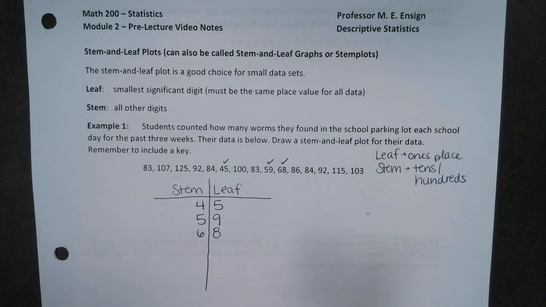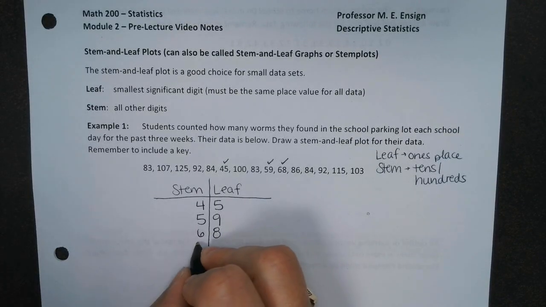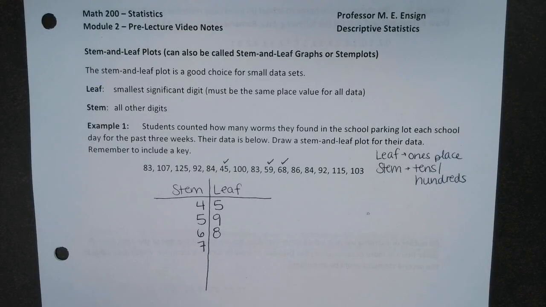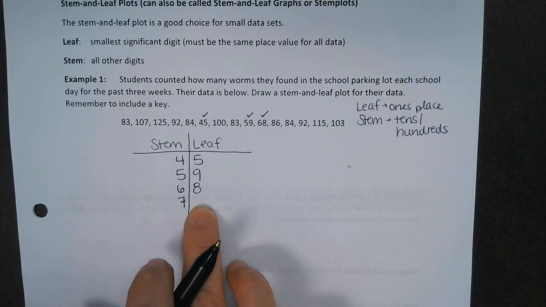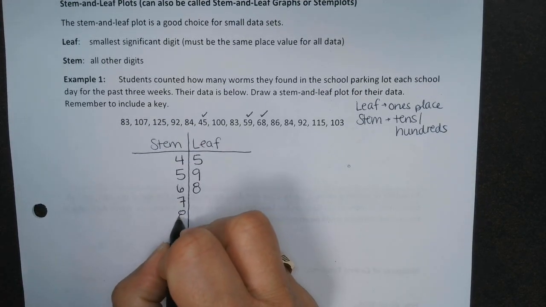Now I have no numbers in the 70s, but I still need to put my stem there to show that we're skipping that decade of numbers. And I'm not going to put anything here. I'm not going to put a 0 because that would look like it was 70. Then next I have 8 for 80s.